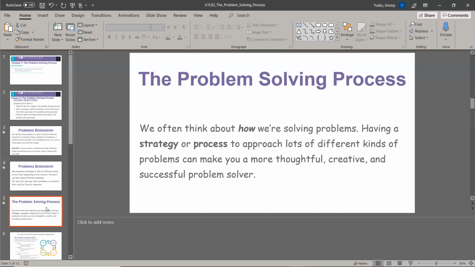When we go through this problem-solving process, there is a process. There's a way we do this together. There's a strategy. Let's take a look at that process.